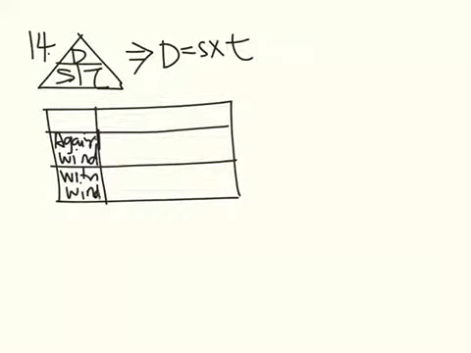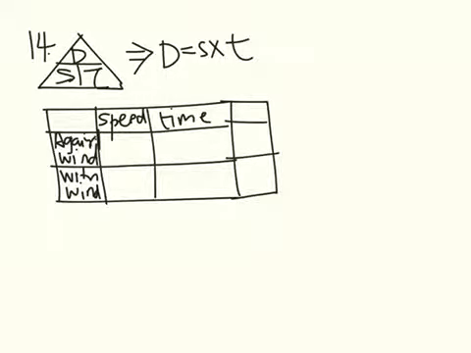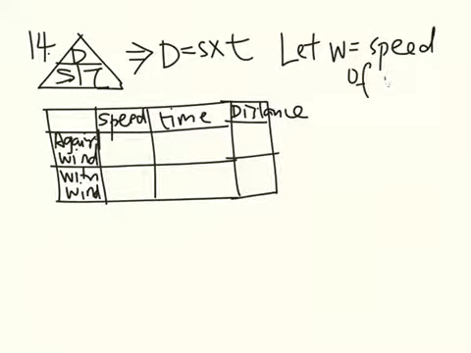Okay, so we have the speed, the time, and the distance. We also need to define a variables. In this case, I'm going to let W equal the speed of the wind, and P equal the speed of the plane in still air.